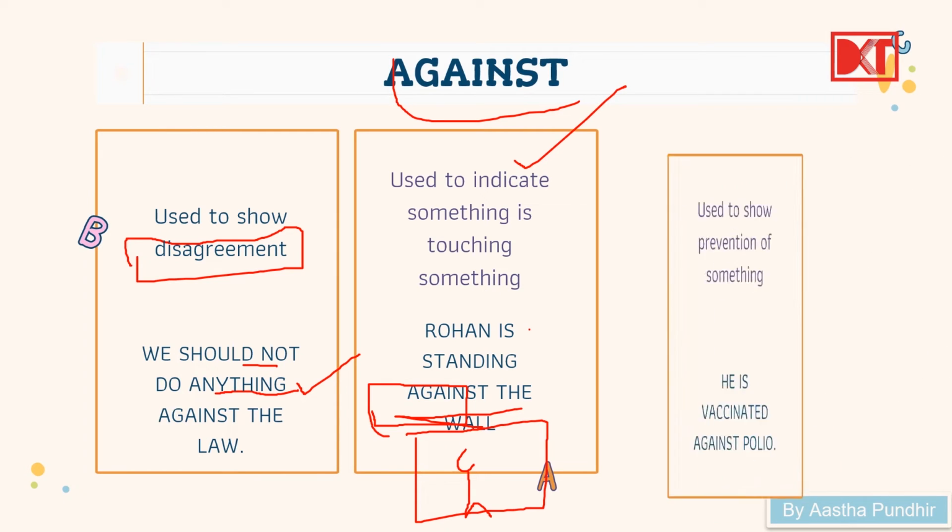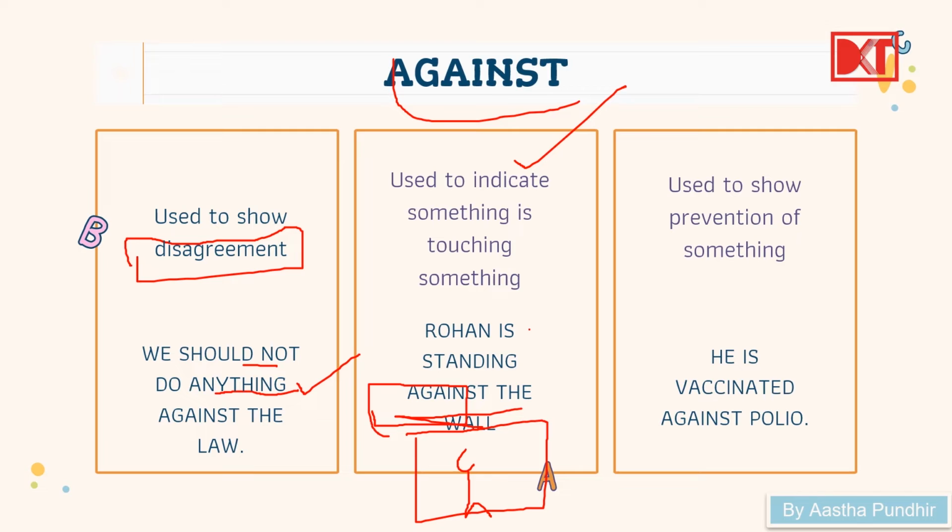Next usage could be used to show prevention of something, when we are preventing something. Like, he is vaccinated against polio. मतलब जो vaccination है which is given to prevent the occurrence of polio. So he is vaccinated against polio. Alright.